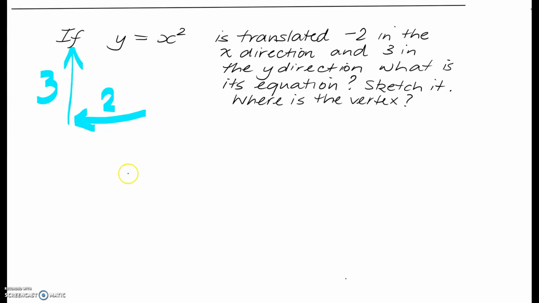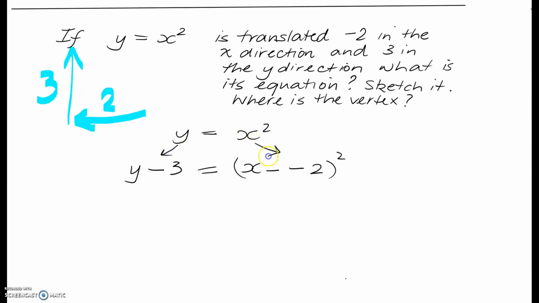Okay, so we're going to go up 3, so I'm going to shift it 3. And backwards, so I'm going to shift it by a negative 2. Remembering that the basic is y equals x squared, and then I do shifts. So now this y minus 3 is going to be x plus 2 all squared, because a minus minus is a plus. So there's your equation.